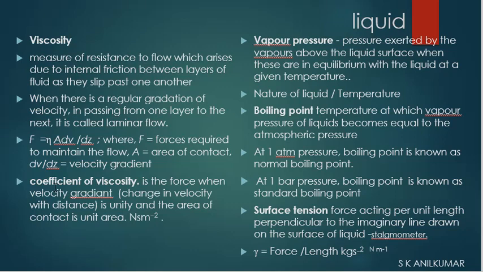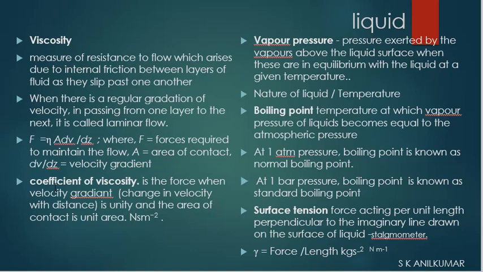Viscosity is the stickiness of the different layers, or the resistance preventing one layer from moving past another, or the friction that doesn't allow free movement of the layers of a liquid. When there is a regular gradation of velocity in passing from one layer to another, it is called laminar flow. When different layers flow at different speeds, like a glacier, it is called laminar flow.